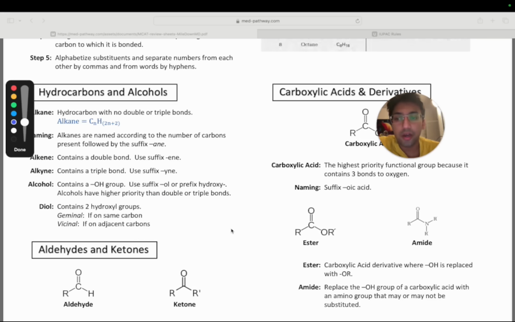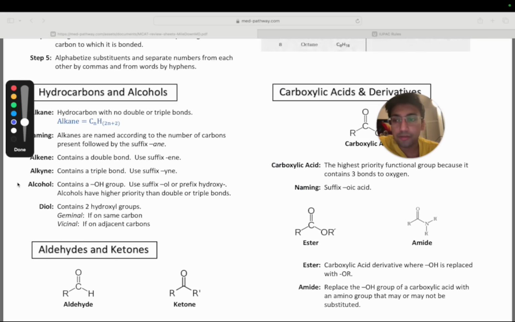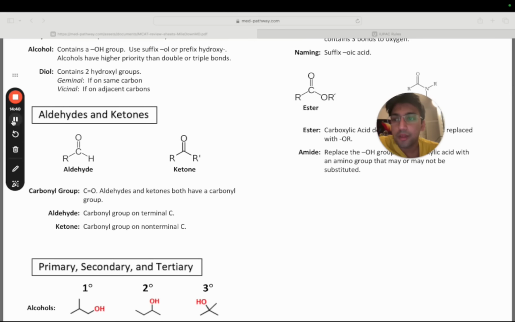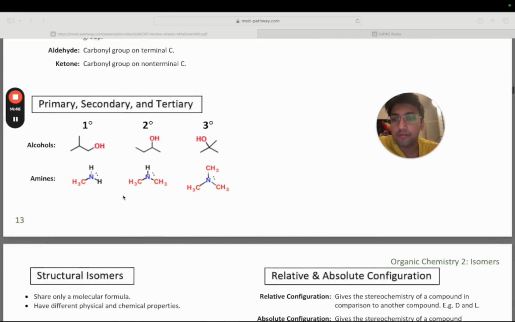Geminal means that the hydroxyl groups are on the same carbon. So if I had a 3 carbon parent chain and we had 2 alcohols on the same carbon, that would be geminal. Versus vicinal is when they're on adjacent carbons. So this is the same chain, but the 2 alcohols are on adjacent carbons. That's what that's saying. Okay. Again, I've never actually seen a question that was asking me the difference between a geminal and vicinal, so not too important.